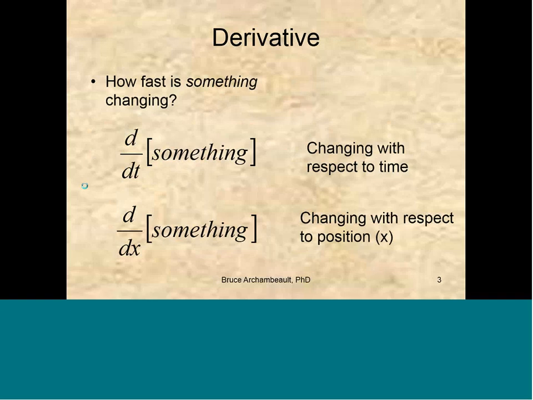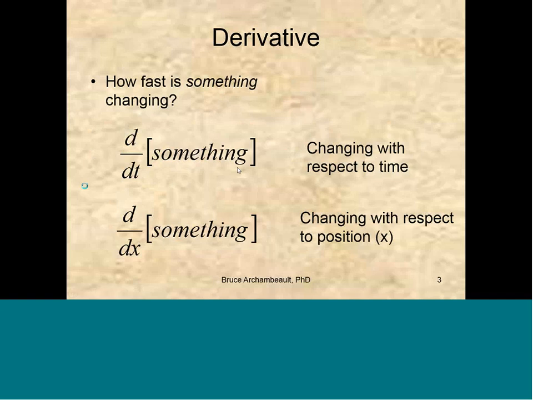So the derivative: when I was studying calculus at the university, I learned that the derivative of x squared was 2x. And why? I have no idea. It's just what we had to know to do the homework and the test. But really there's a meaning to the derivative, and it's how fast something is changing. This something can be almost anything. It could be changing with respect to time if you put the dt in the bottom, or position if you put a dx there, x meaning the position. It could really be anything that you want to see how fast it's changing.